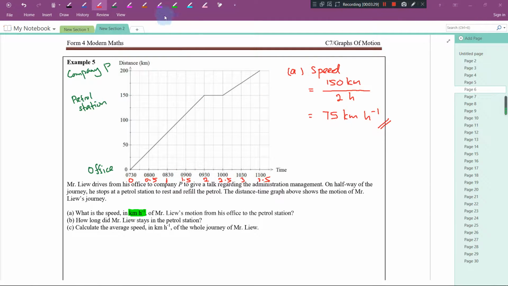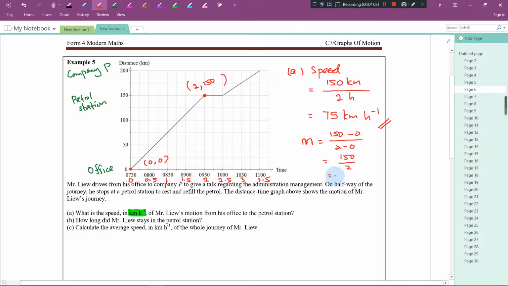Once we have done that, we can start to write the coordinates. This point is (2, 150). This point is (0, 0). So we can get the gradient here: y2 minus y1 over x2 minus x1. You actually get the same thing, 150 divided by 2, which gives you 75 as well.